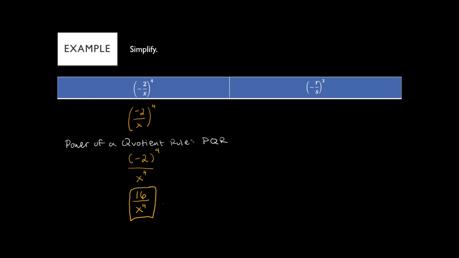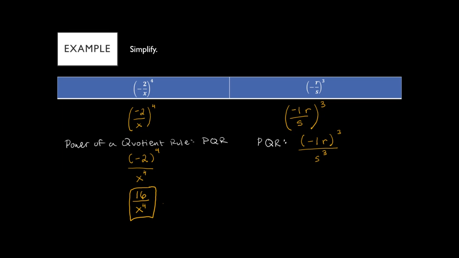Now on the right, I don't have a number to put that negative with. So I'm going to rewrite it with a negative 1 so that we do have a number there. I could put the negative 1 in the denominator or the numerator, I just usually always do the numerator. So I'm going to put a negative 1 there, and then we've got r over s, and that's to the 3rd power. So we're going to use our power of a quotient rule to distribute that exponent. So we get negative 1 r to the third over s to the third.